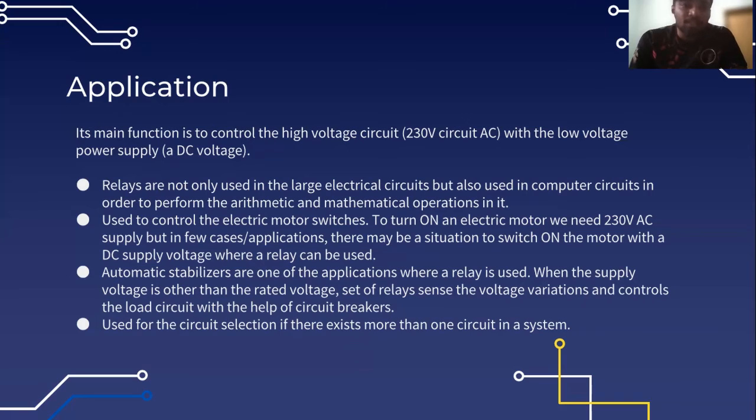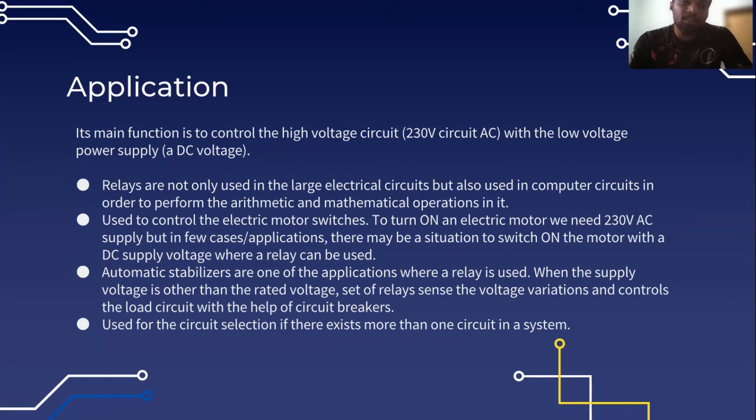Other than that, it is also used to control electric motor switches. To turn on an electric motor, we need a 230 volt AC supply. But in a few applications, there may be situations to switch on the motor with DC voltage. This is where the relay comes into place. When the power supply is DC supply, then relays can be used to switch it.